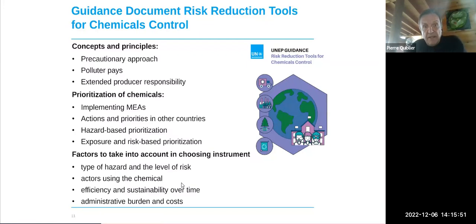exposure and risk-based prioritizations, all the factors to take into account in choosing the instruments, the type of hazards that you're facing and the level of risk, the actors using the chemicals, the efficiency and sustainability over time considerations that are needed, and the administrative burden and cost related to addressing this set of issues. Next, please.